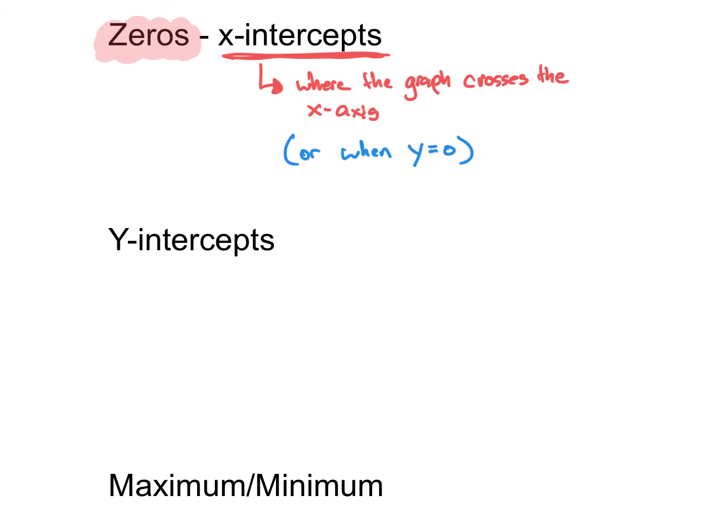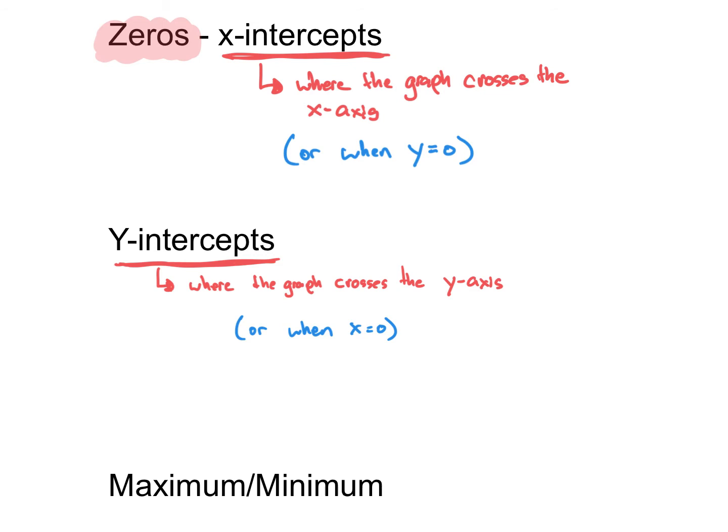All right, let's talk about the y-intercepts. The y-intercepts are where the graph crosses the y-axis, or when x is equal to 0. Right? Okay. So those are intercepts. So x-intercepts are where the graph crosses the x-axis, y-intercepts are where the graph crosses the y-axis. You're always going to plug in 0 for the opposite variable, right? So when y is equal to 0, you're going to get x-intercepts. When x is equal to 0, you're going to get y-intercepts. Right? That's going to come in handy for us here in just a moment.